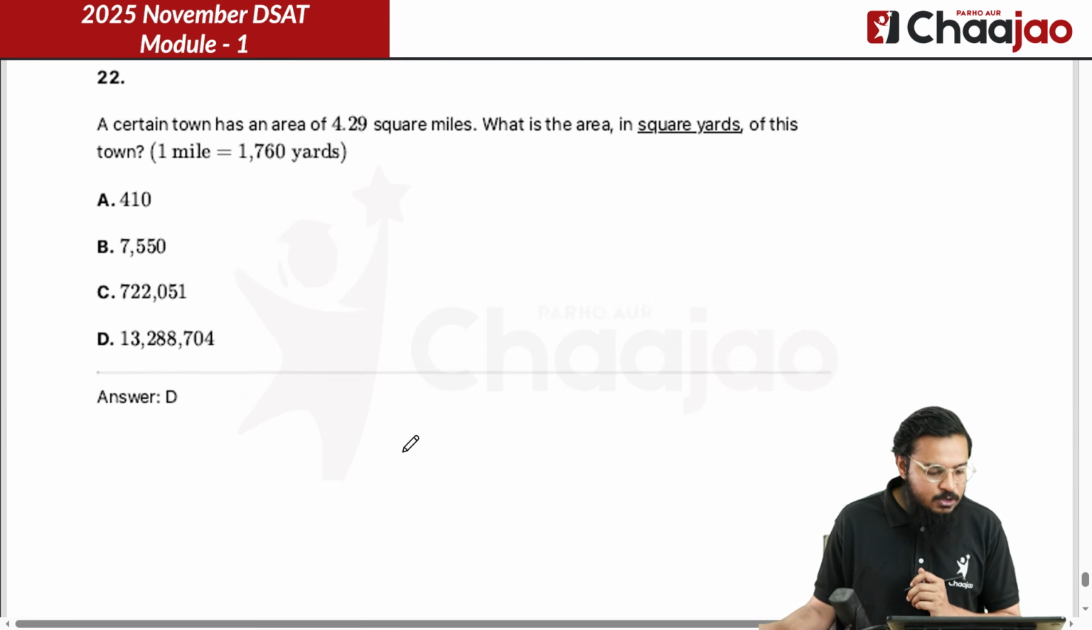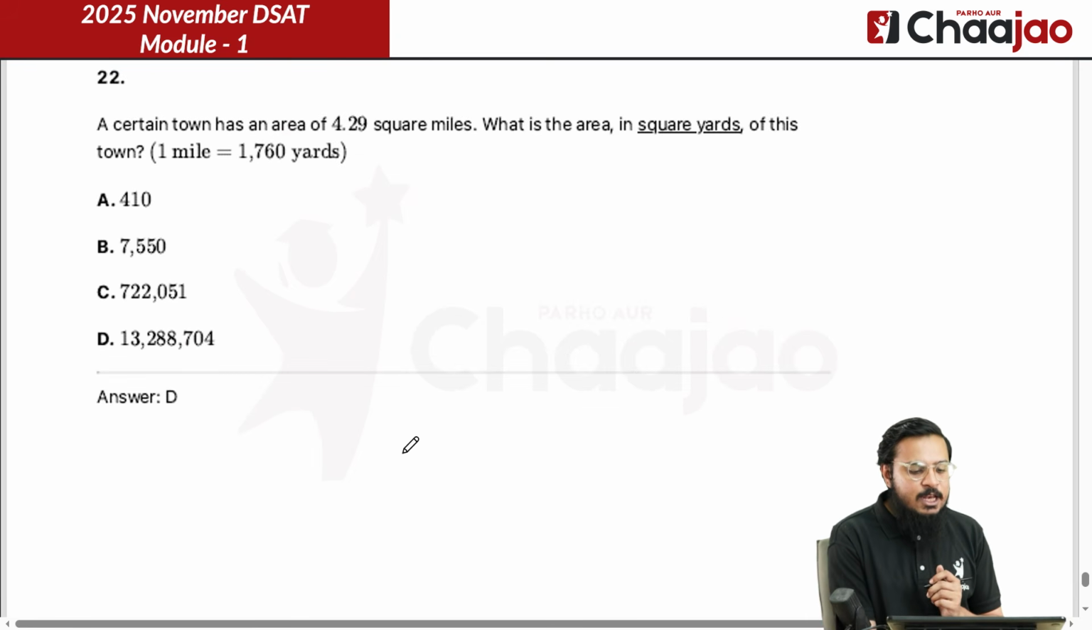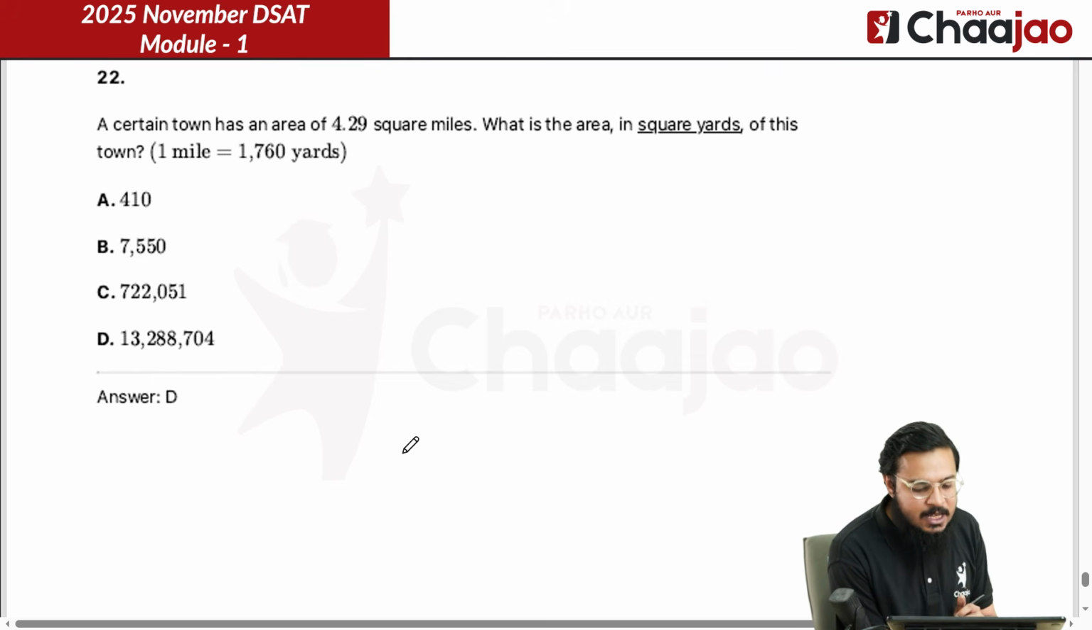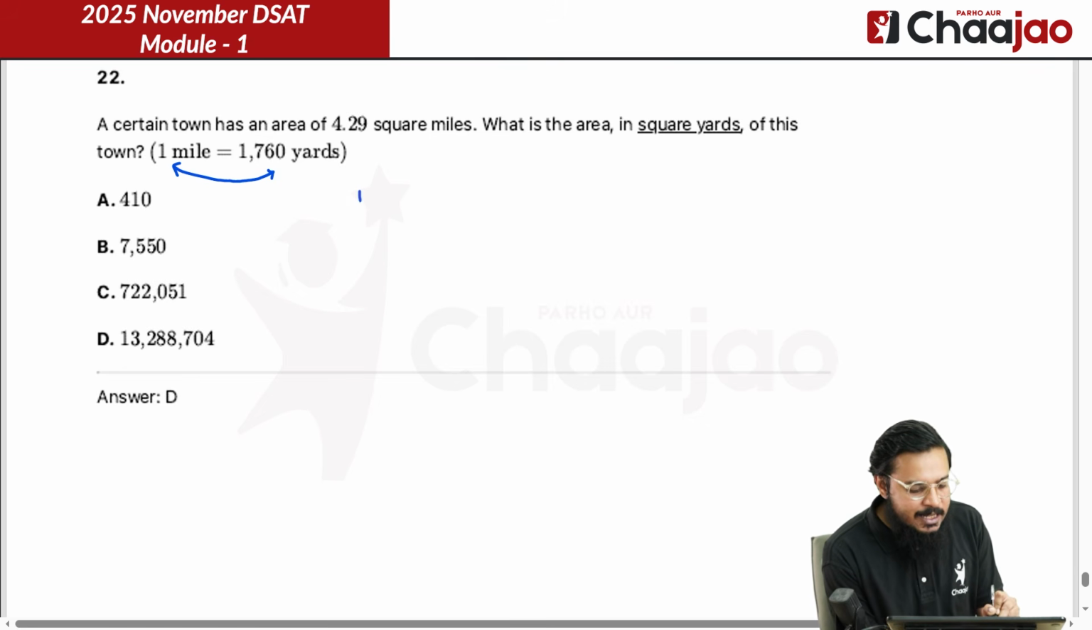Okay, moving on to the next question, the last question of module number 2. A certain town has an area of 4.29 square miles. What is the area in square yards of this town? The ratio of lengths is given to you: 1 mile is equal to 1760 yards. I know the value in miles, 4.29, and I'm looking to calculate the corresponding value in square yards.